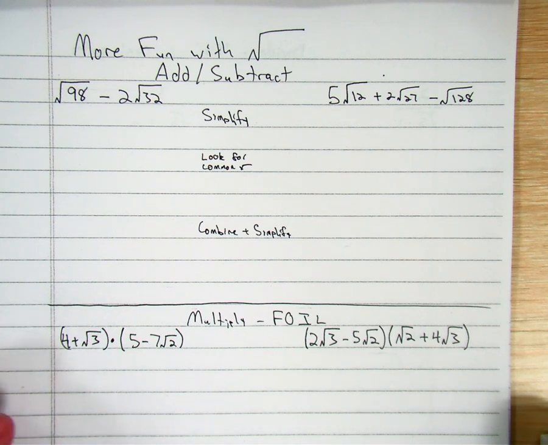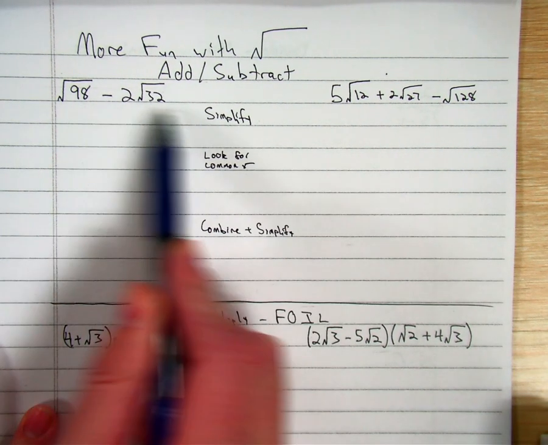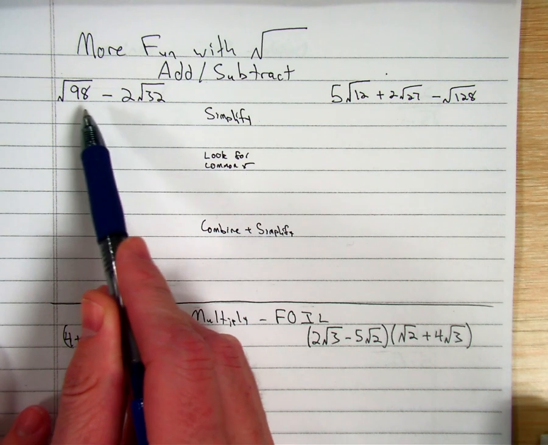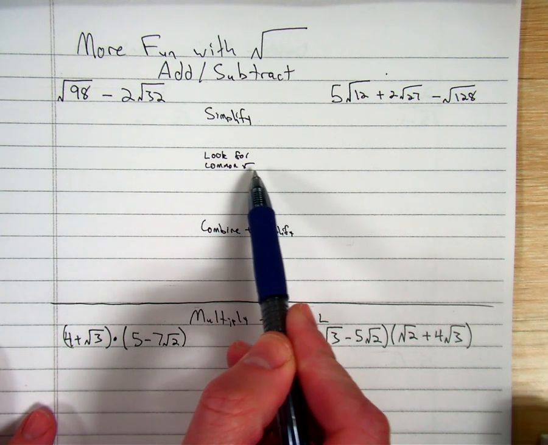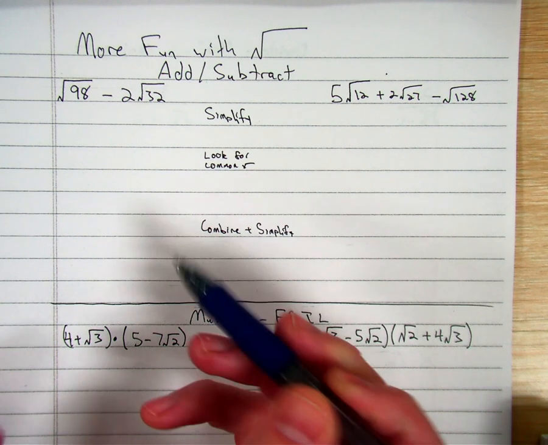Up first we have adding and subtracting, and our goal is going to be to simplify first, simplify these radicals and reduce them, then look for any common radicals to put together, and combine and simplify.